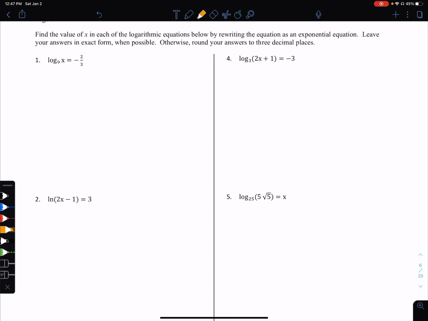This is pre-calculus, notes 8.1. This is video 6 of 6. Find the value of x in each of the logarithmic equations by writing the equation as an exponential equation. Leave your answer in exact form when possible. Otherwise, round your answer to 3 decimal places.